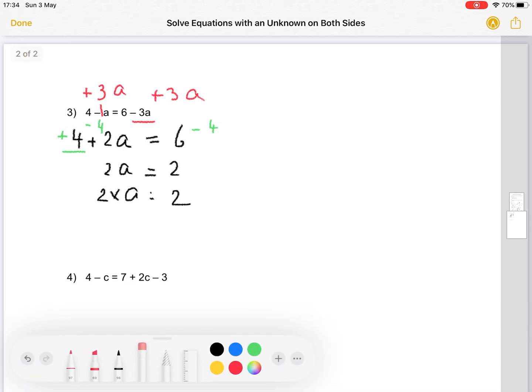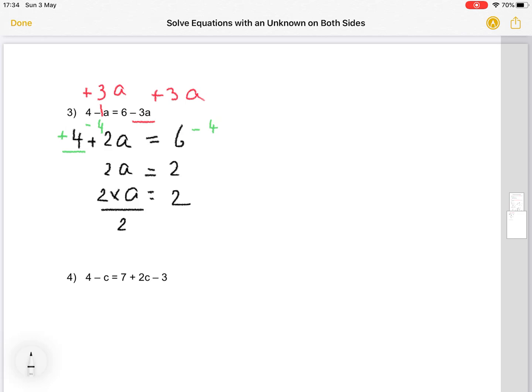Now, to remove that times 2, we must divide both sides by 2. I can cancel the 2 with the 2 on the left hand side. And I can cancel the 2 with the 2 on the right hand side. So a is equal to 1. 1 division by 1, it's 1. Let's check.